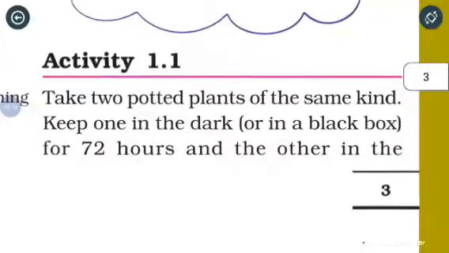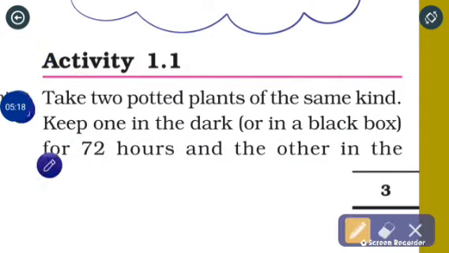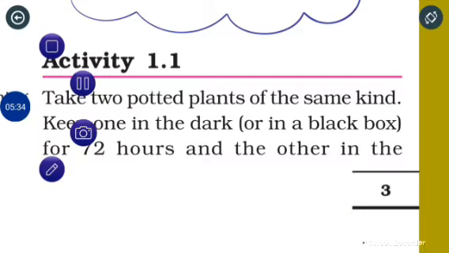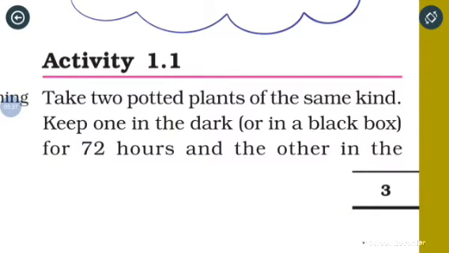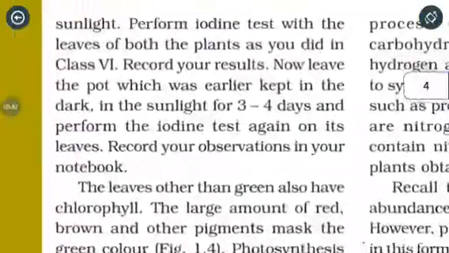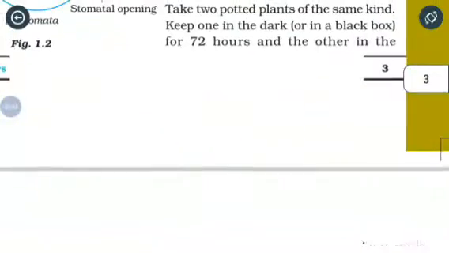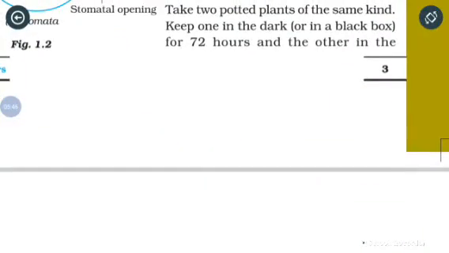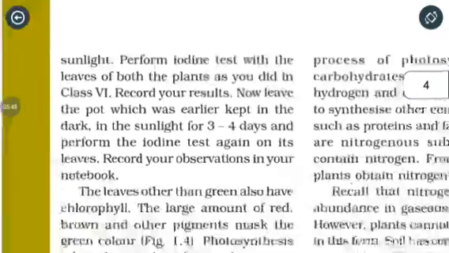So this is an activity. Let's get into it. Take two potted plants of the same kind. Keep one in the dark or in a black box for 72 hours. The 72 hours means a complete 3 days. And keep the other in the sunlight.